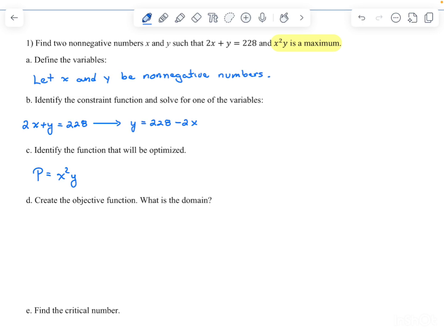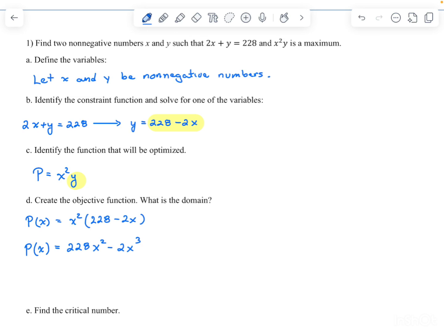Part D, create the objective function and find the domain. To create the objective function, I'm going to substitute 228 minus 2x in for y. That will look like this. And now I'm going to distribute the x squared. So we have p of x is equal to 228x squared minus 2 times x cubed.